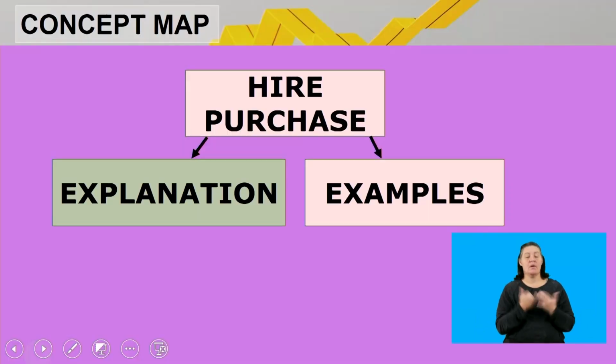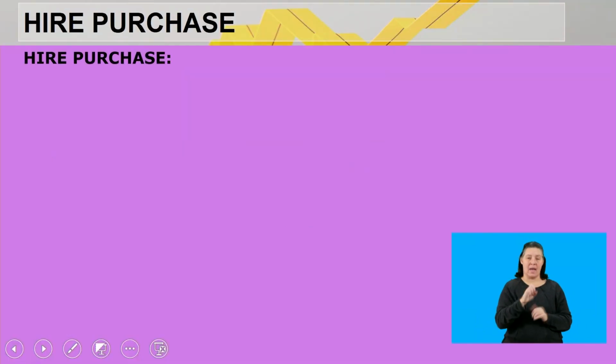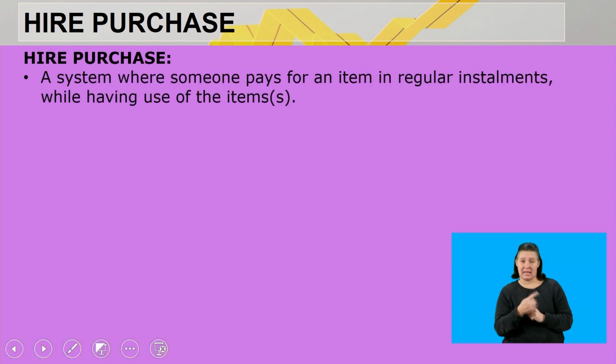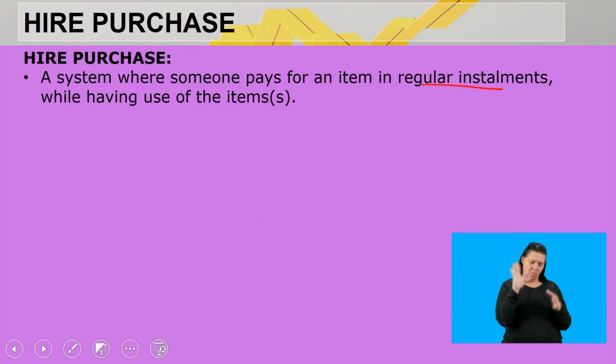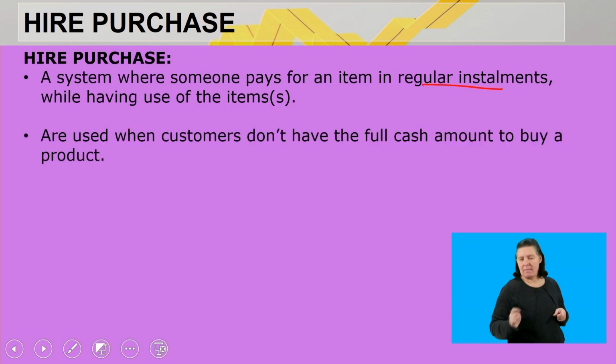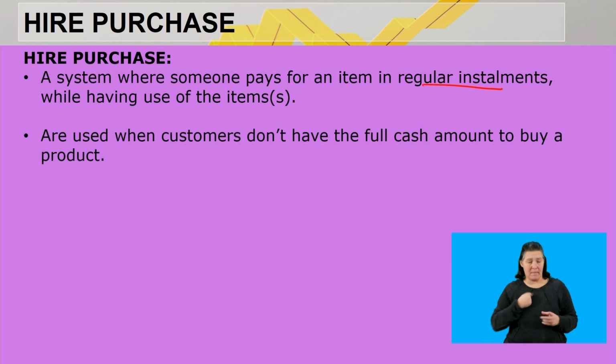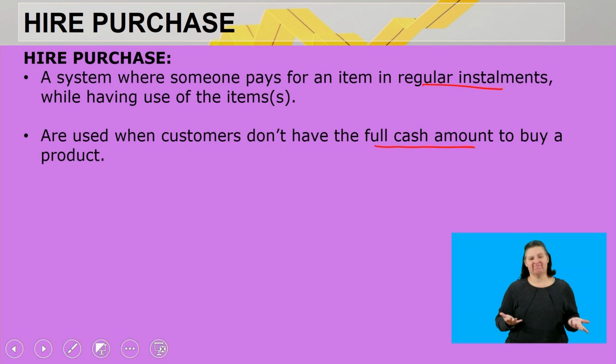We'll now focus on hire purchase, but with more detail. So let's quickly run through it again. I indicated that hire purchase is a system where someone pays for an item in regular installments while having use of that item, or items. It's also used when customers don't have enough money, the full cash amount to buy that product.